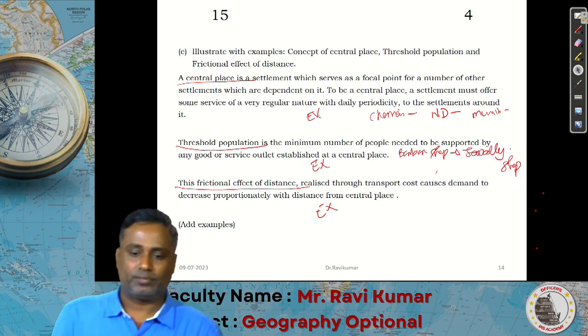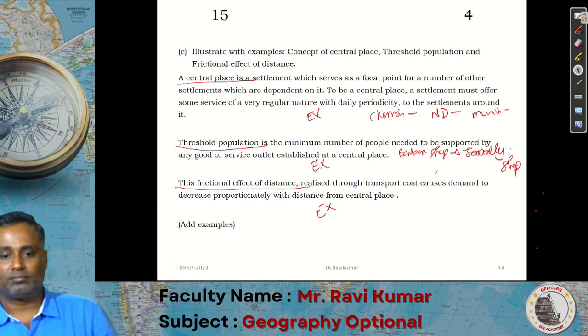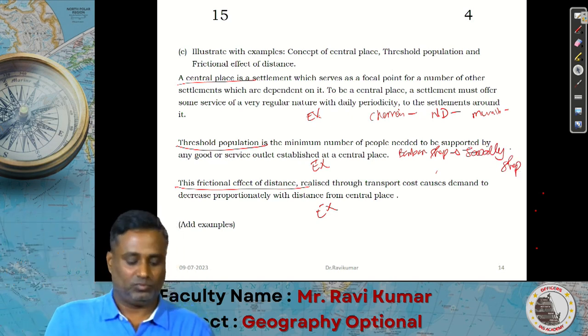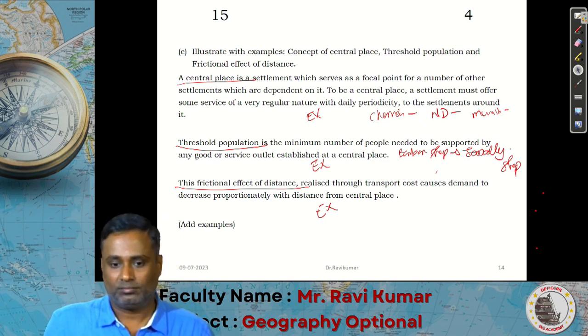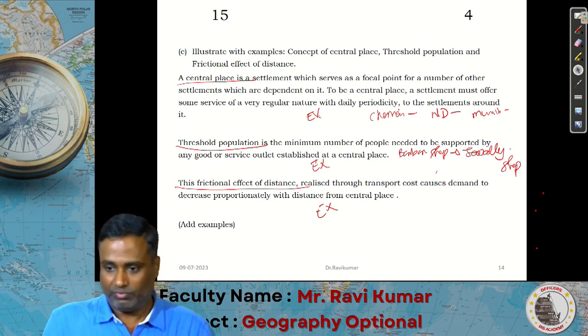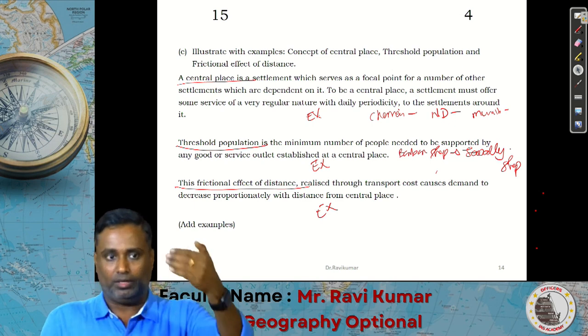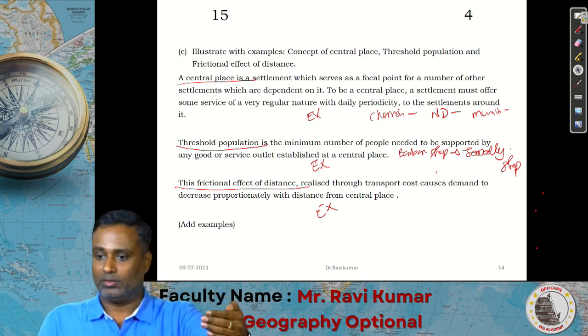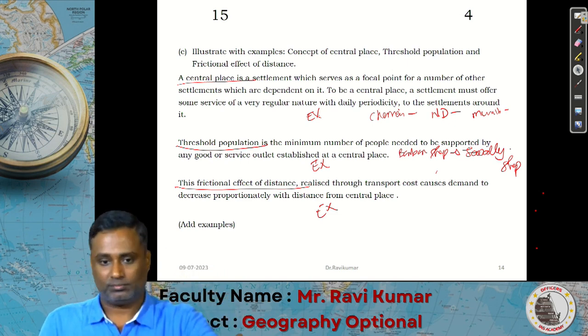Frictional effect of distance. When distance increases, demand decreases. Can you give an example? When distance increases, I have to travel a longer distance to buy a product. So I have to spend a lot of money in traveling. So the demand will get reduced. That's the concept. So can you give me an example?